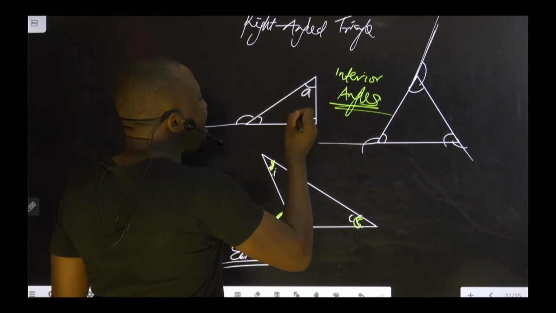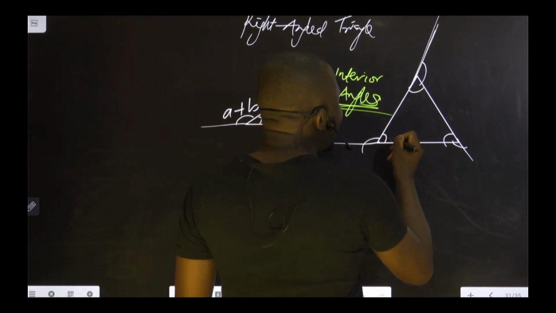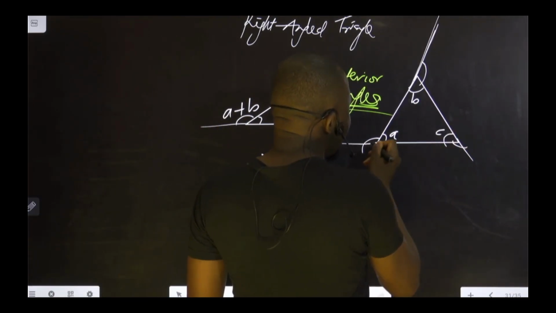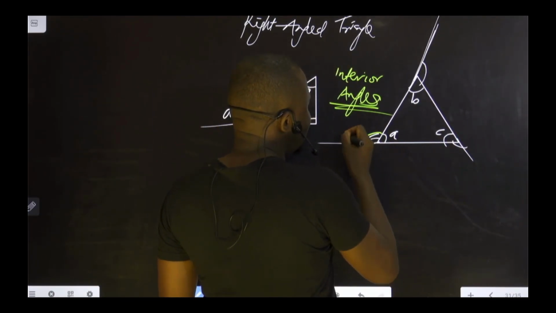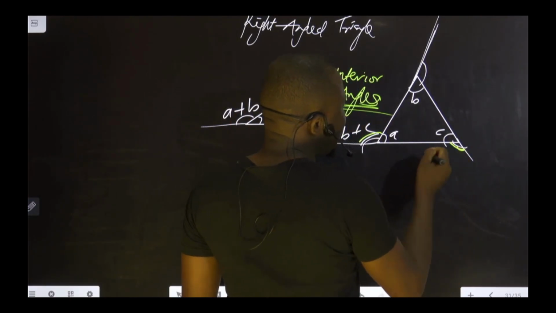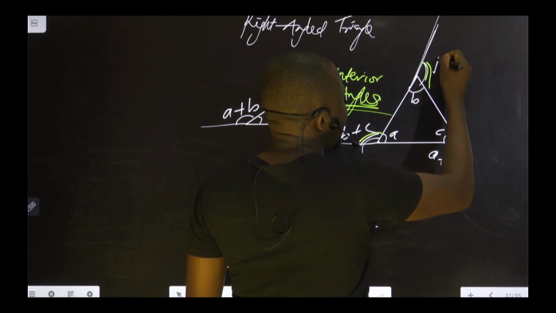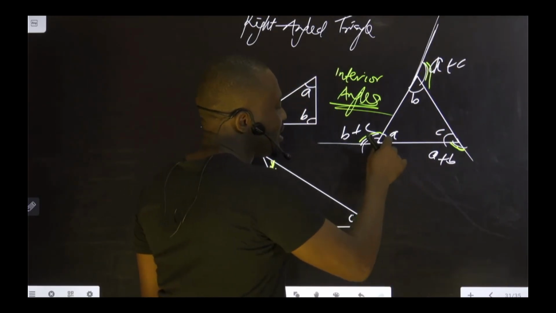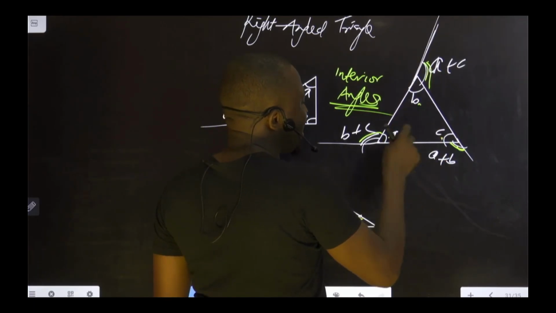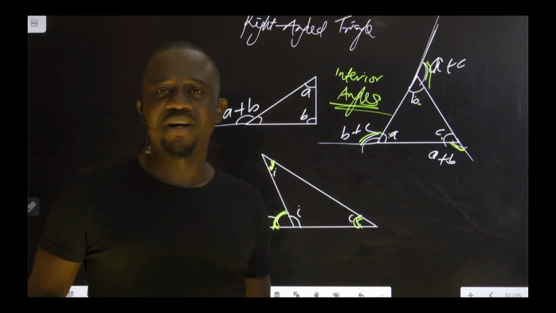For instance, here is A, here is B, here is A plus B. If here is A, we say this is B, this is C. Here is B plus C. Here is A plus B. Here is A plus C. This and this for this. This is also very important.